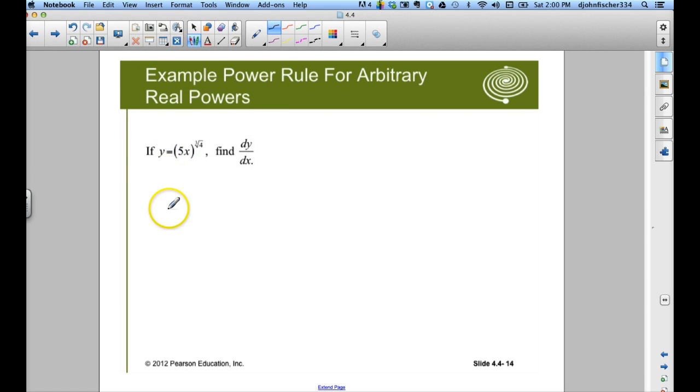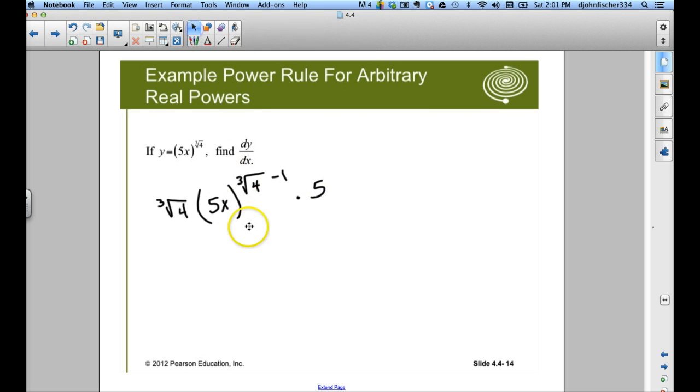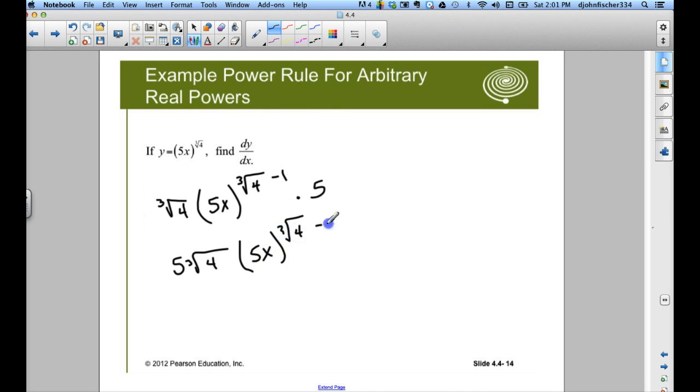Y is equal to this. So if we bring the exponent out front, we're going to have the cube root of 4 times 5x to the cube root of 4 minus 1 times the derivative of the inside. The derivative of the inside is 5. So now if we look at the answer, what they had here, they had the 5 up front, the cube root of 3, and this minus 1. Same answer. It's just a different way of writing it. So we could write this with the 5 up front, so we get 5 times the cube root of 4 times 5x to the cube root of 4 minus 1.